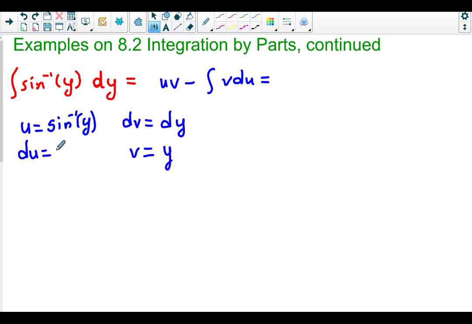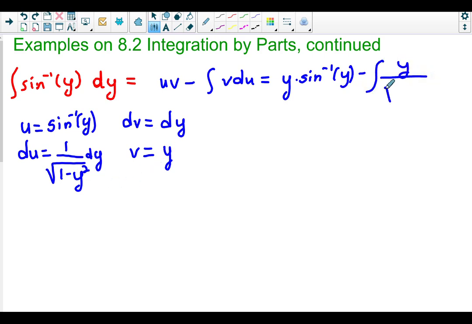The derivative of sine inverse of y, you may recall, is 1 over the square root of 1 minus y squared dy. If you know the integral of this is that, then you also know the reverse operation, right? The derivative of sine inverse is 1 over the square root of 1 minus y squared. Okay, so applying the formula, I'm going to first do u times v. That's y times sine inverse, or arc sine of y, minus the integral of v du, which will be y over the square root of 1 minus y squared dy.